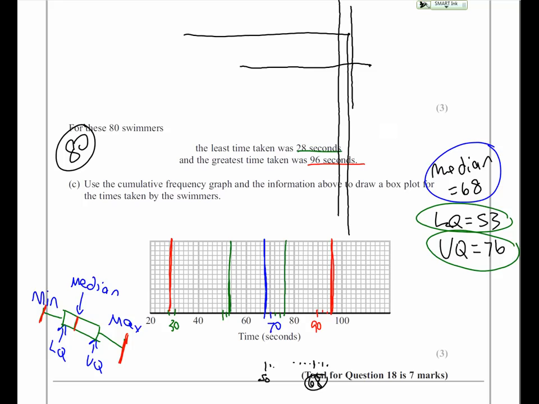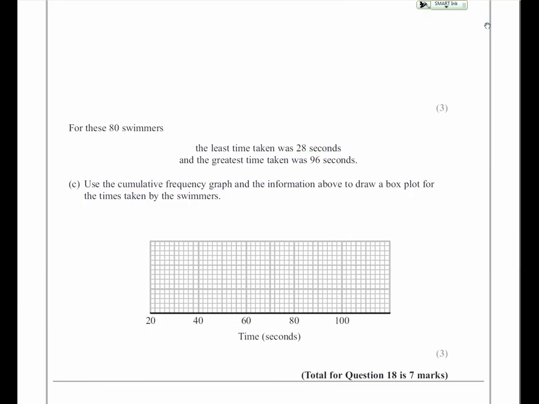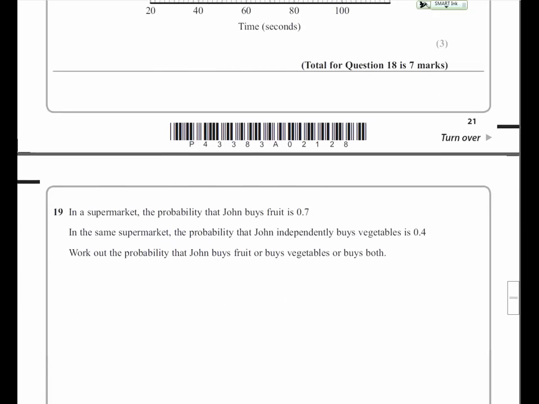Now remember the diagram I showed you? That's how the box plots always look. So let's make it into that. Okay, and that's job done. Okay, yours would all be the same colour probably, but and you would use a ruler obviously in your exam. Okay, 3 marks for that one.